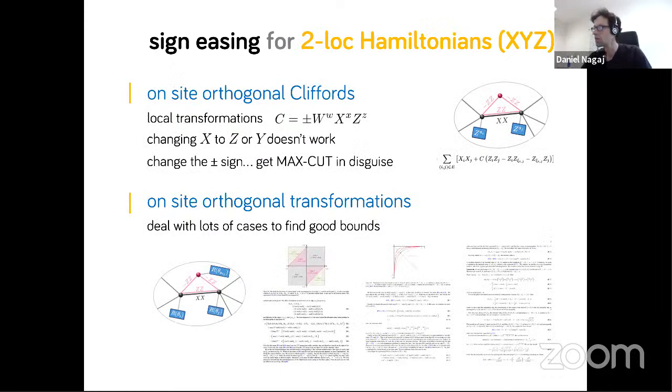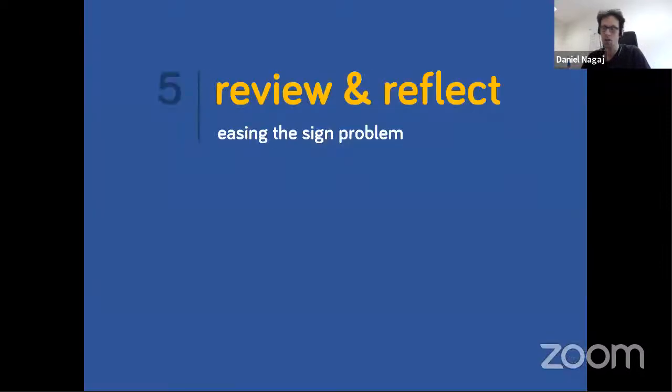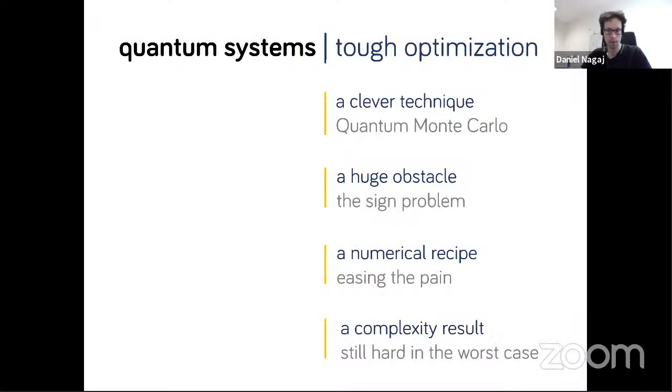Right, so this is a bit of the paper, and let's stop and reflect to see what I have told you about today. I was trying to tell you how to ease the sign problem and improve the quantum Monte Carlo numerical method by reducing non-stochasticity.